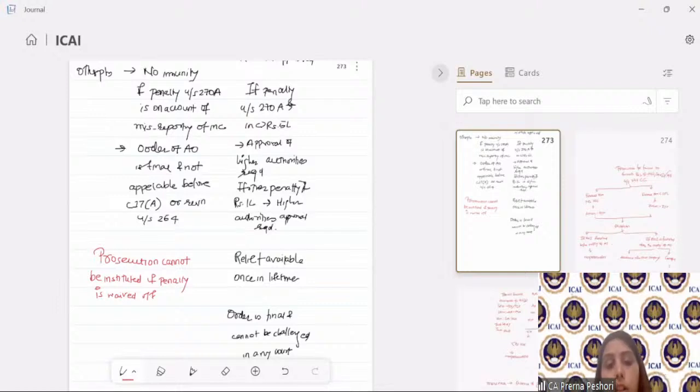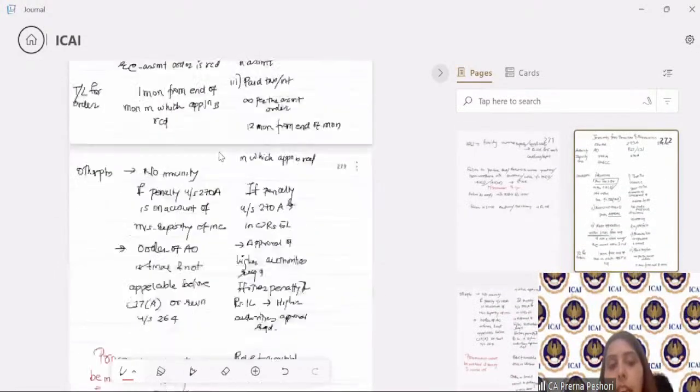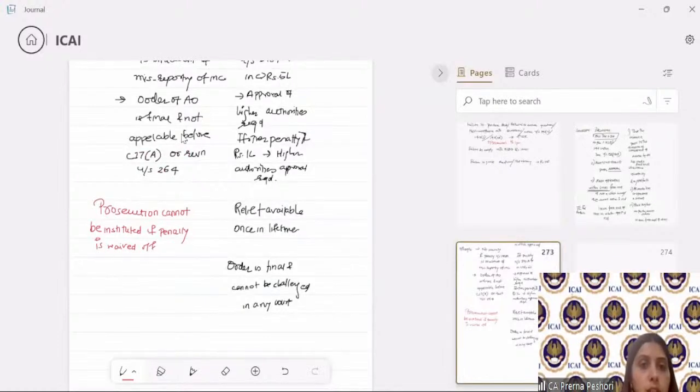Also, sorry, the waiver has to be under this particular section, which is 273A. If the penalty has been waived off under 273A, then only the prosecution cannot be instituted. So it is not for 270AA, but it is for 273A. Clear? If it is waived off under 270A, there is no provision like that, but this is for 273A.